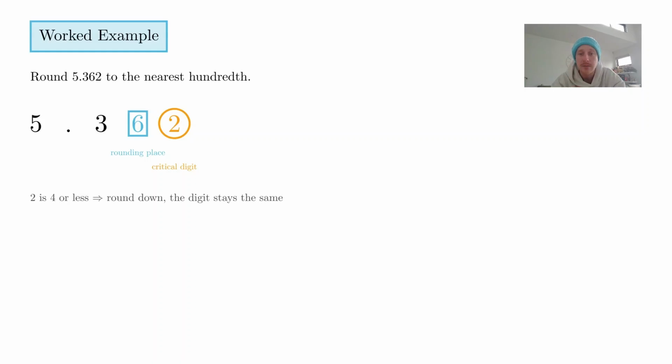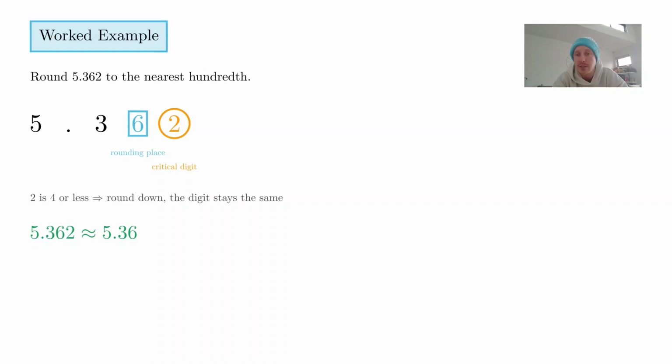And we can say that 5.362 is approximately, that's what those wavy equal signs mean, 5.36. Notice that we just cut it off. We cut it off because we're rounding to the hundredth column. We leave the 6 there and the 2 just disappears, but really it's become a 0. Okay? So that's the basic idea.